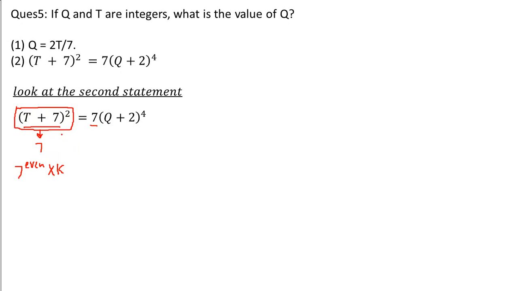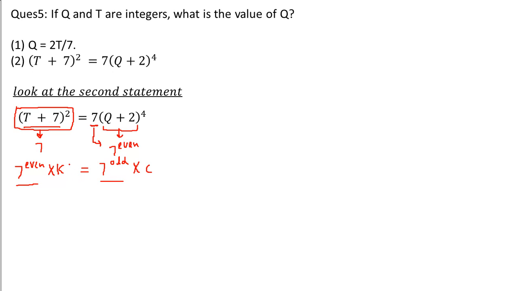So this one was the best question of our flash test. Now see on the right hand side of the equal to sign. I have one 7 here and (q plus 2) to the power 4. Because this number is raised to the power 4, it is going to have 7 to the power even, and I have one 7 lying here. So this number would result in 7 to the power odd multiplied by a constant. But these two numbers are equal, and they cannot be equal in any case because I have 7 to the power even and 7 to the power odd.